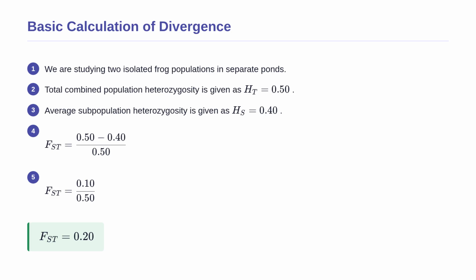We substitute our given values into the numerator and denominator. Subtracting 0.40 from 0.50 gives a difference of 0.10. Dividing this by the total diversity gives us our final answer of 0.20. Physically, this means 20% of the genetic variation is due to differences between the ponds, indicating a moderate level of divergence.